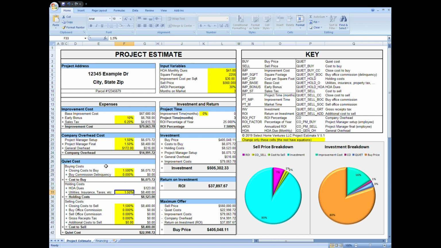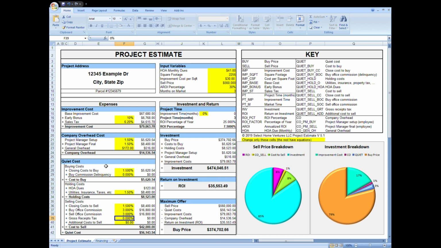The next inputs are buy office commission and sell office commission. These are the standard commissions paid to real estate brokerages in the area when you sell the property. For our example, we will use 3% for both of these.